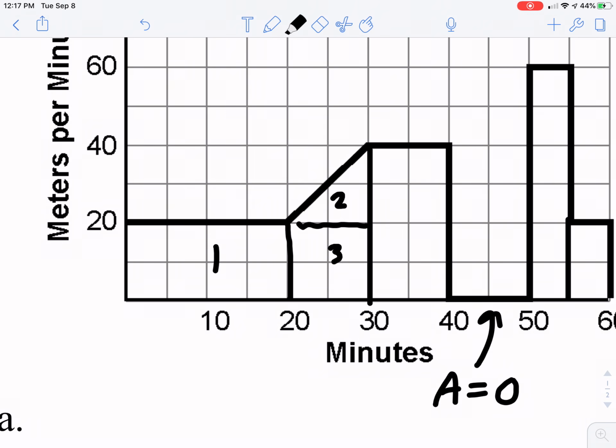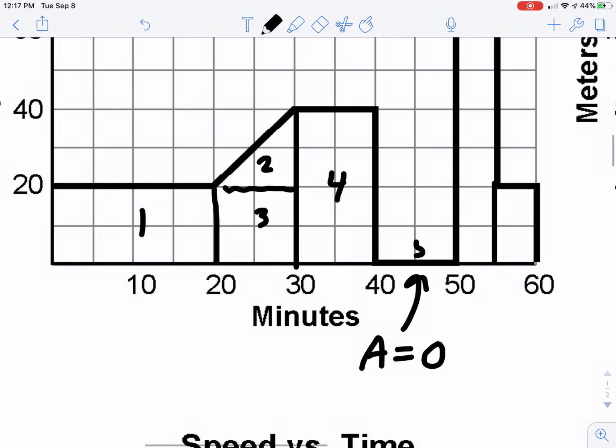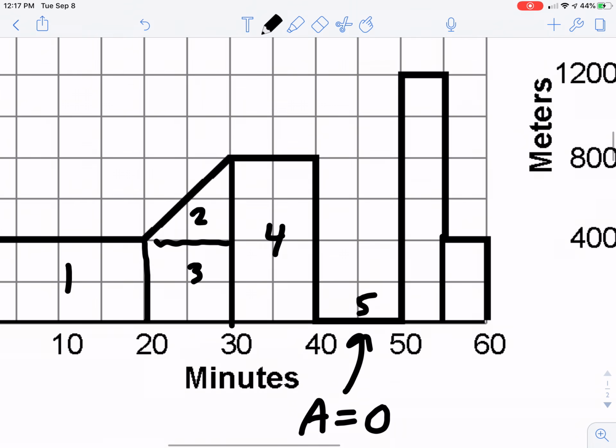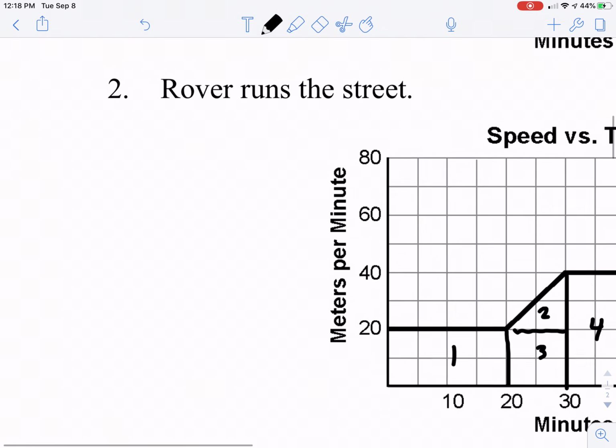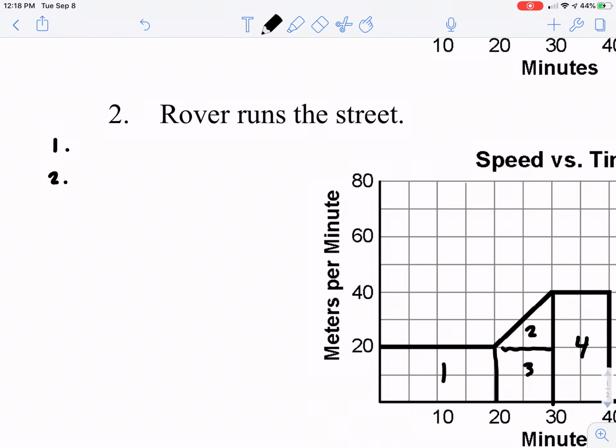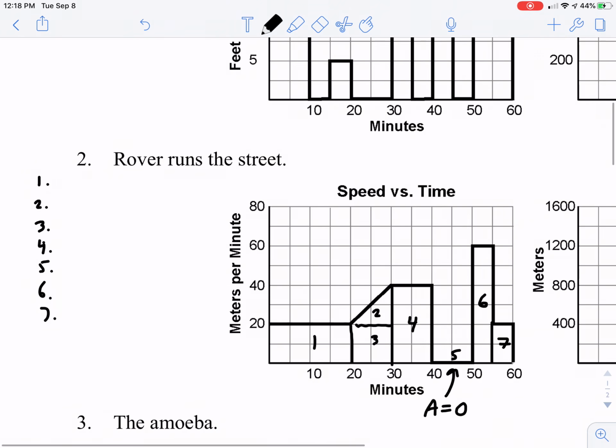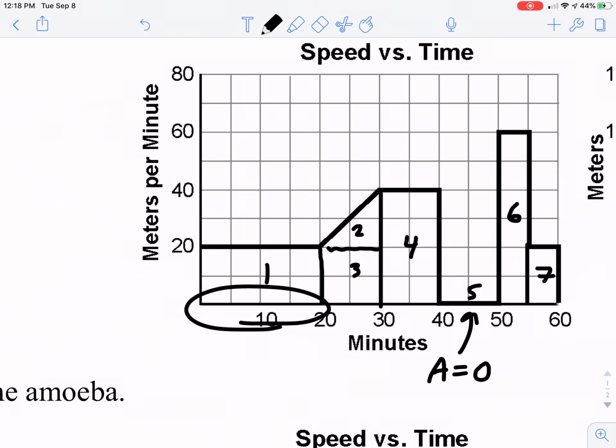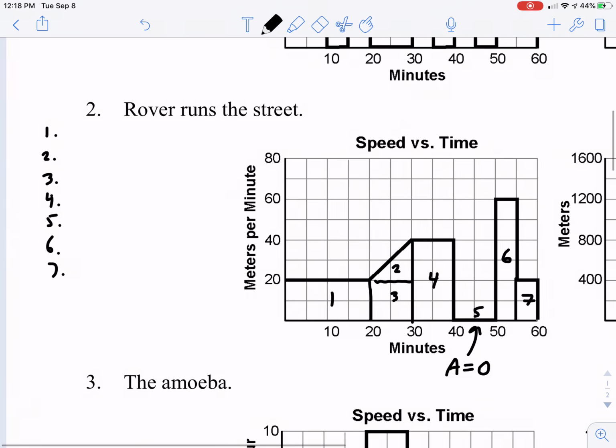And so for 10 to 30 minutes, this distance is going to be this combination of area 2, 3. This is area 4. Area 5 is going to be 0 because there is no area. It's a flat line at the bottom. Area 6 is going to be this tall one, and area 7 will be this part over here. So over on the side, I'm going to make some numbers that represent my area calculations. Then I'm going to put the area calculations and the time interval for which those areas account for the distance.